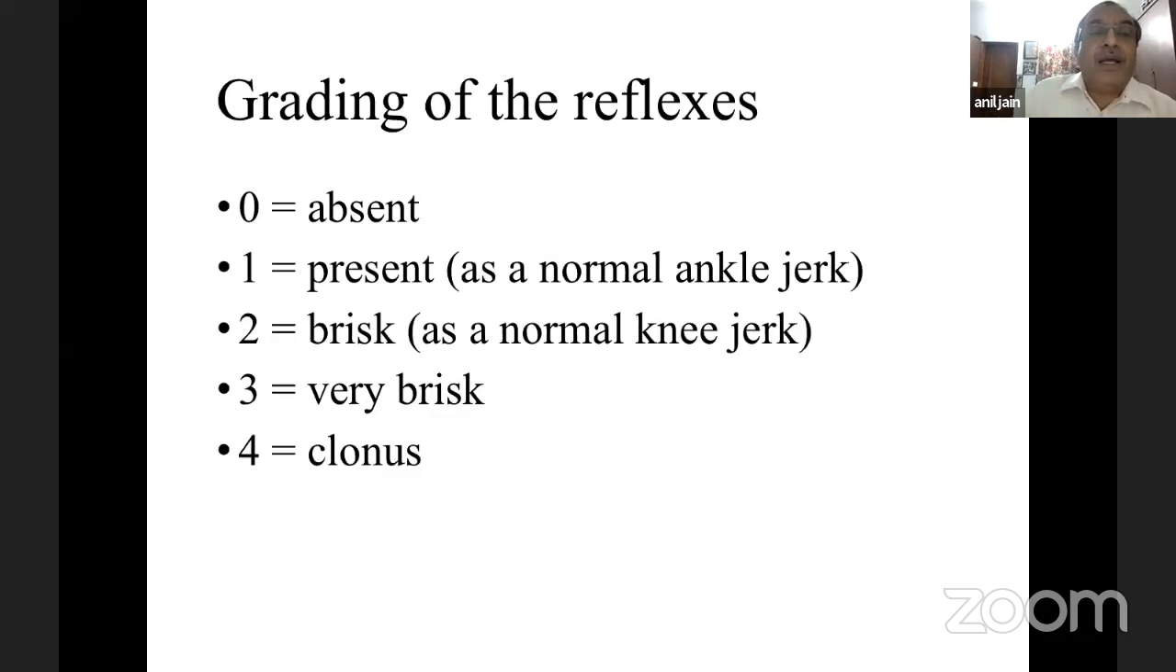Now, theoretically, these are the grading of reflexes, where absent is 0. Grade 1 is present, as a normal ankle jerk. Grade 2 is brisk, as a normal knee jerk. Grade 3 is very brisk. And if the reflexes are very brisk, then it becomes a clonus.